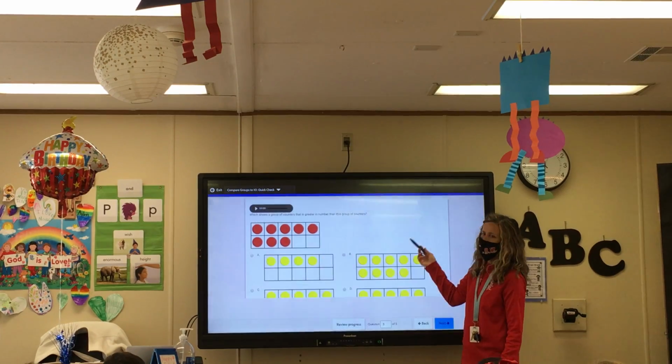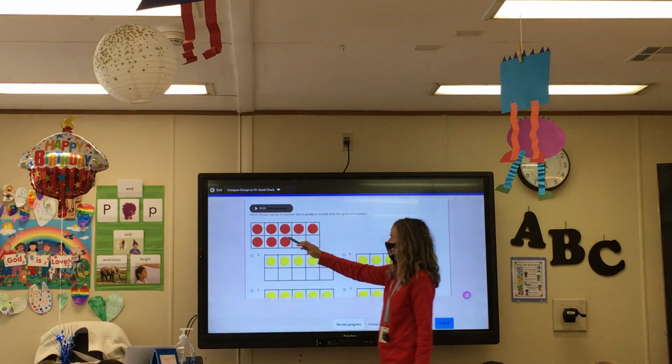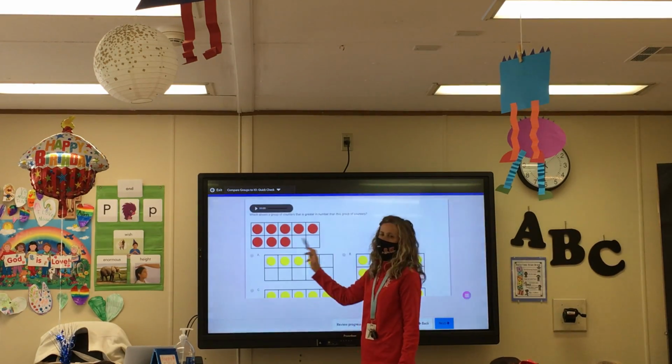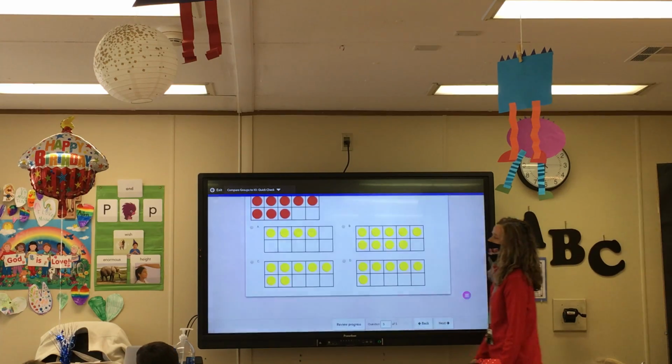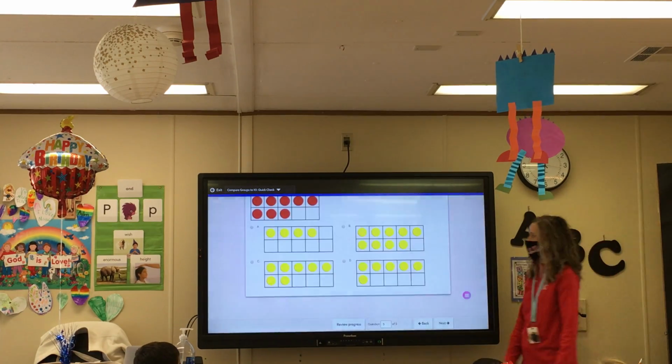That is greater in number than the group of counters here. So again, how many do we have here? Eight. Very good. So which group is showing more, A, B, C, or D? D.